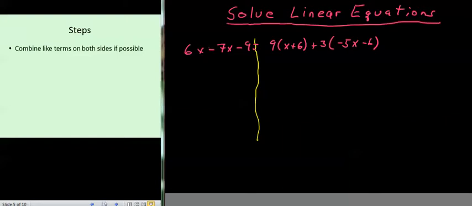And then I notice on the left side, 6x minus 7x, I have like terms. So I have 6x, 6 minus 7 is negative 1. So I have negative 1x minus 9 equals, and I have no like terms on this side, 9 times (x plus 6) plus 3 times (negative 5x minus 6).